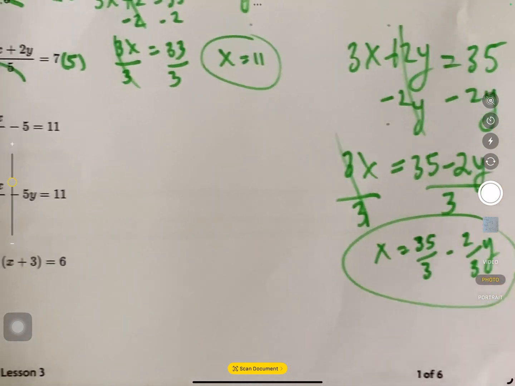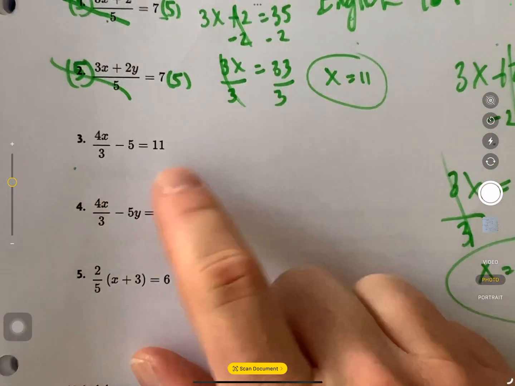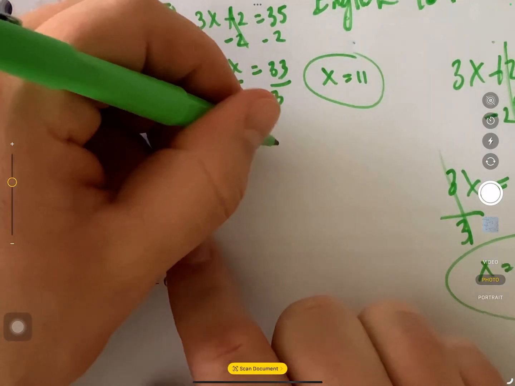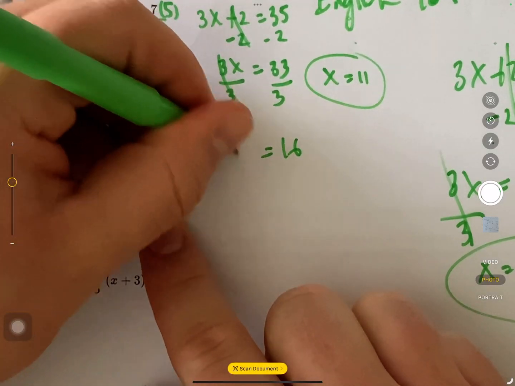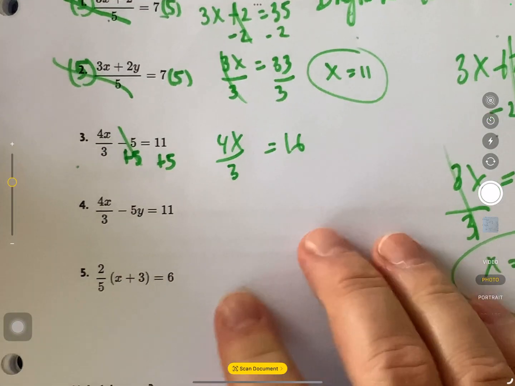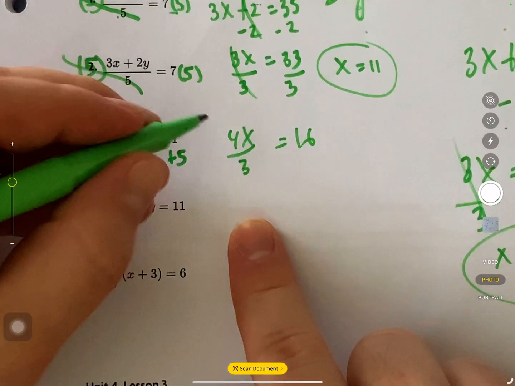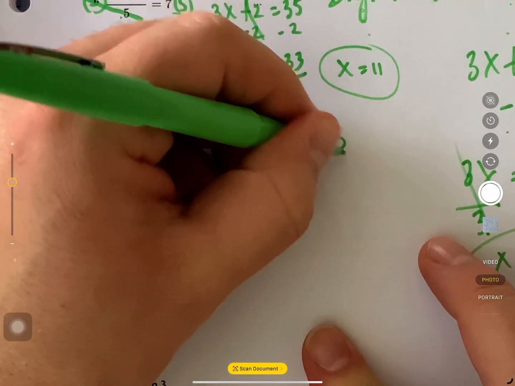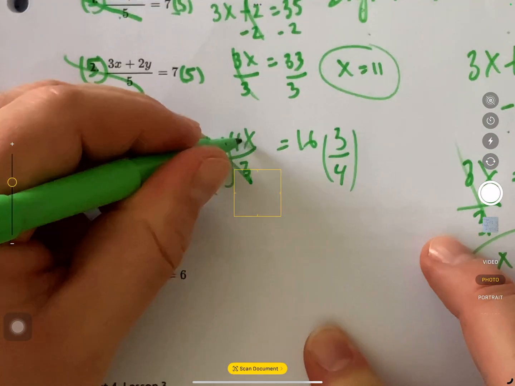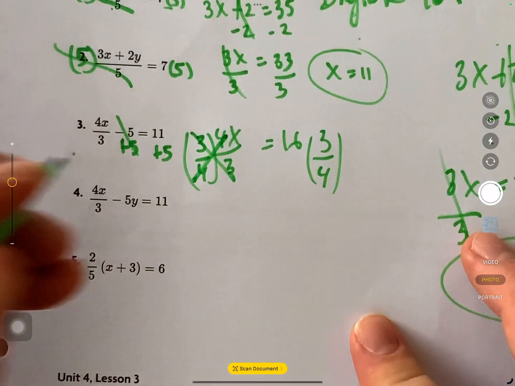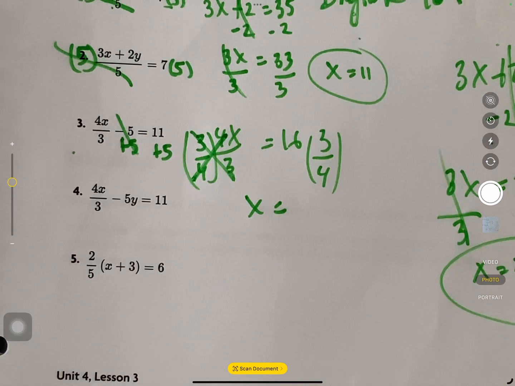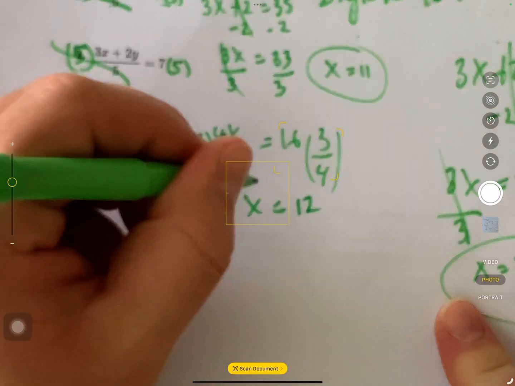But this one, we're going to add 5 to both sides and get 16 on this side. So 4x over 3 equals 16. We're going to do one move, okay? We're going to do the inverse of 4/3, which is 3/4. And we're going to do it to both sides. Cross off the 3's and the 4's. And x equals whatever 16 times 3 divided by 4 is. 16 times 3 is 48, and 48 divided by 4 is 12.